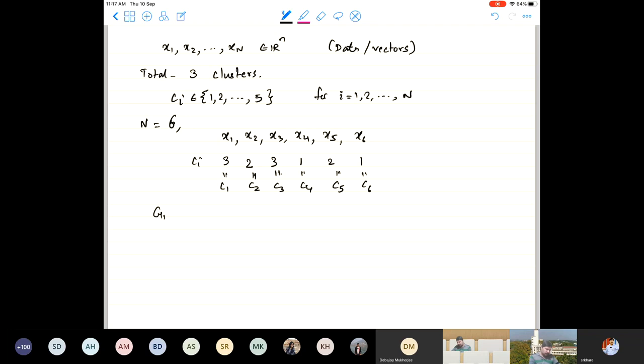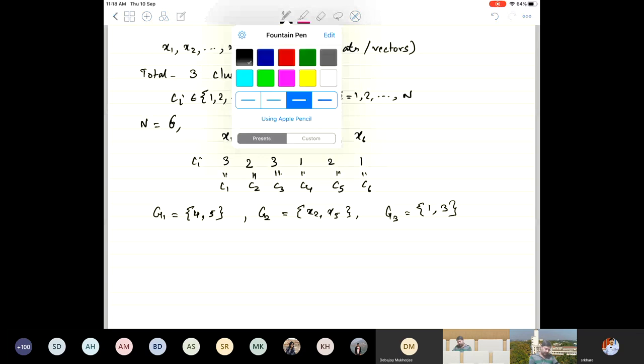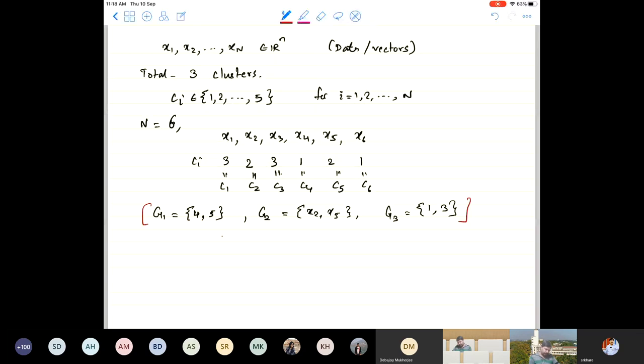And what are the clusters? G1 will be equal to the first cluster. How many are in cluster 1? Vectors 4 and 5 are in cluster 1. G2: how many are in 2? In 2 there are x2 and x5. And how many are in G3? There are 1 and 3, right? So this is what the clusters are. G1, G2, G3 are clusters. These give me the cluster assignment.